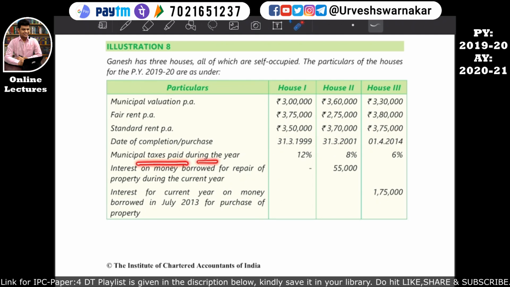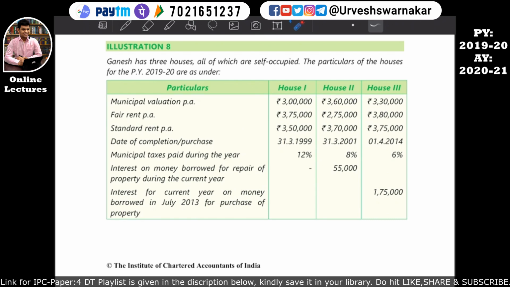Municipal taxes paid during the year are 12%, 8%, 6%. Since the question does not say on which amount this percentage applies, we have to assume it is on municipal value, so we calculate 12% on this value, 8% on this value and 6% on this value. I hope this is quite clear. Interest on money borrowed for repairs of the property during the current year is 55,000. Interest for the current year on money borrowed in July 2013 for purchase of the property was 1,75,000.